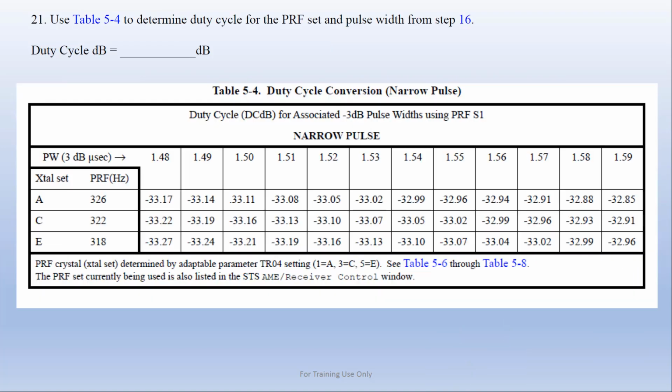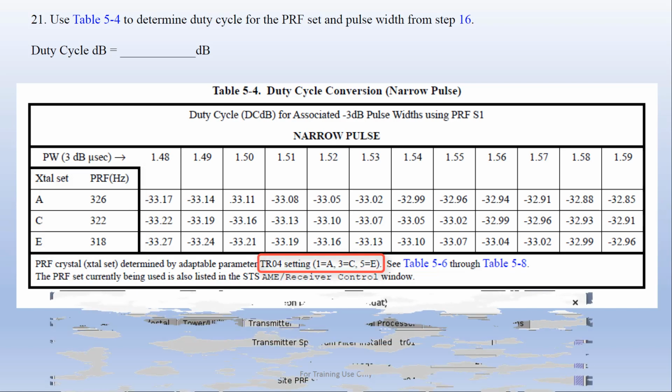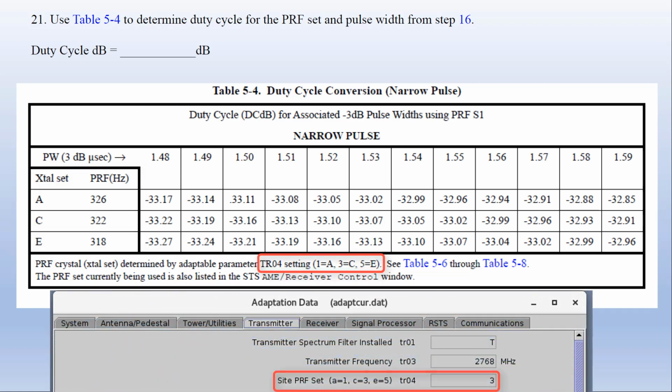We've determined our 3 dB pulse width in step 16, and we'll use that along with table 5-4 to determine our duty cycle in dB. Note that there's a crystal set reference in the left side of this screen. Most systems that are single thread, not redundant systems, will be running crystal set C. On redundant systems, you'll be running 2 different crystal sets. To determine which crystal set you're using, you can look at your adaptable parameter TR4.